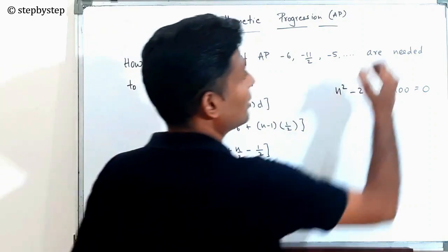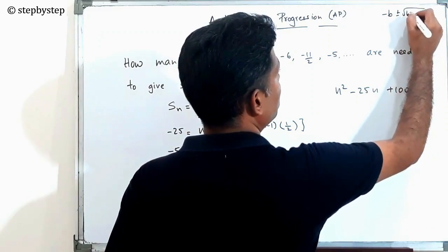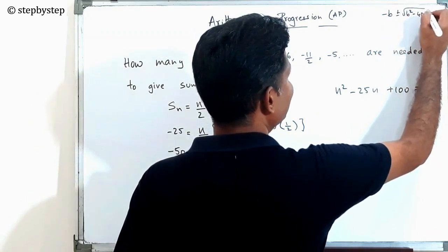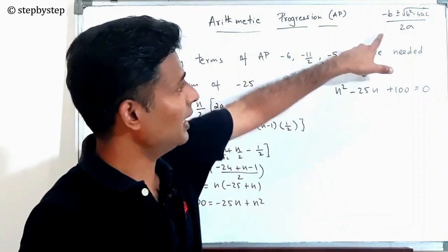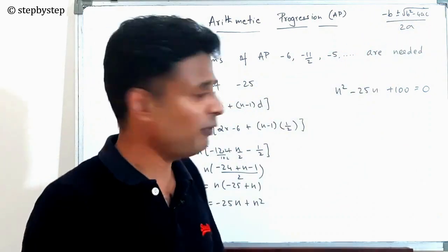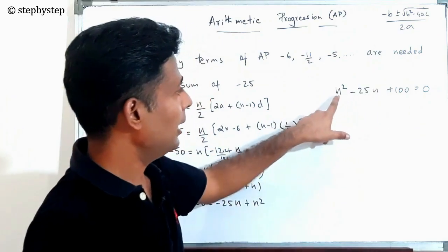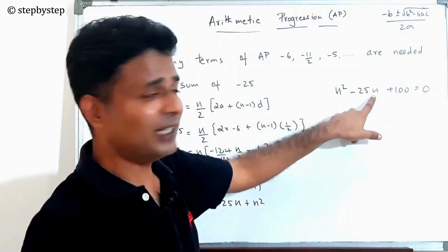The equation is minus b plus or minus root b square minus 4ac by 2a. This is another formula that you can use. I hope you know what B, A and C are from previous year. A is whatever is there with n square. B is whatever is with n.